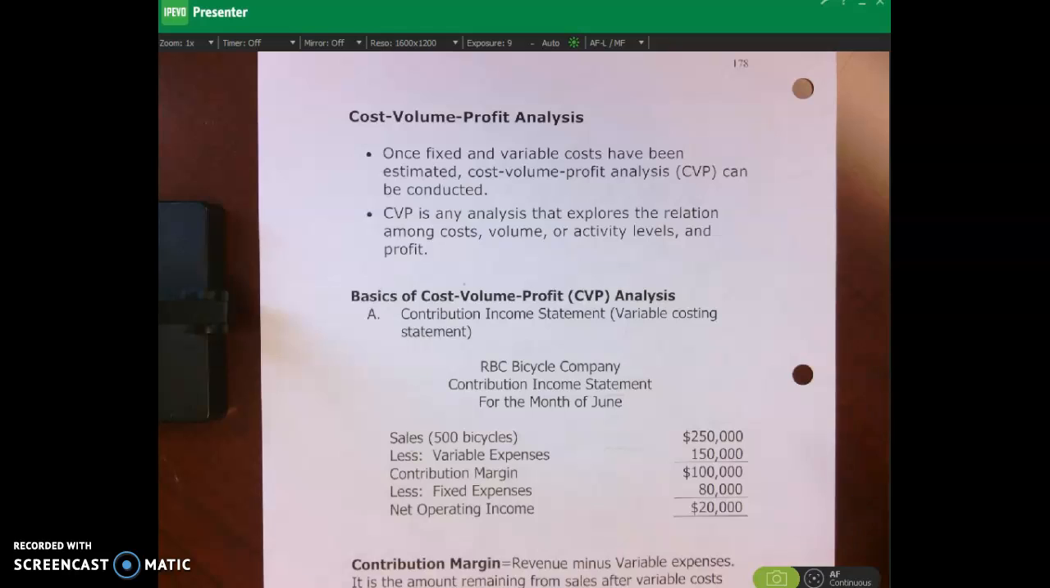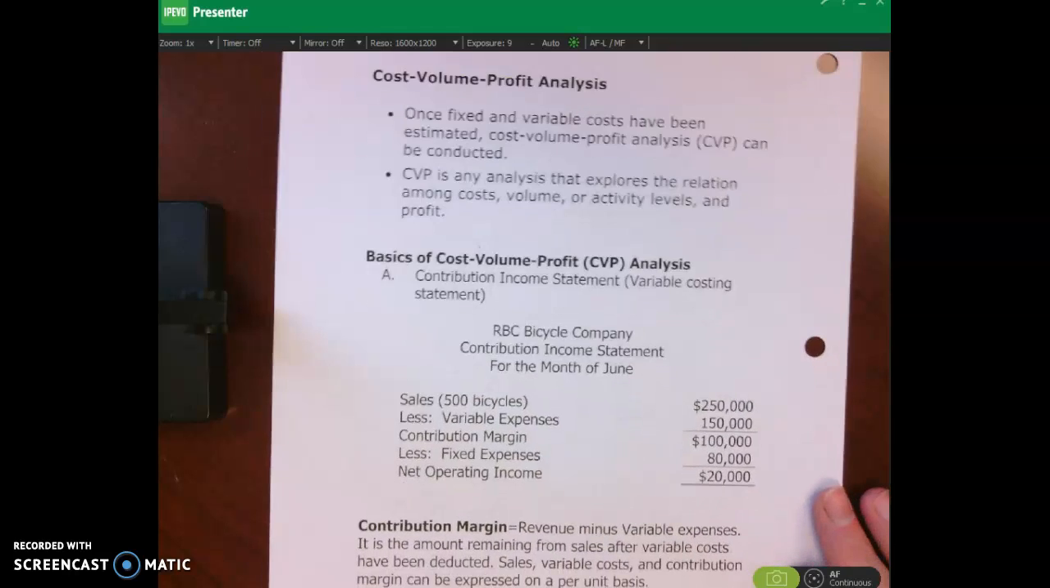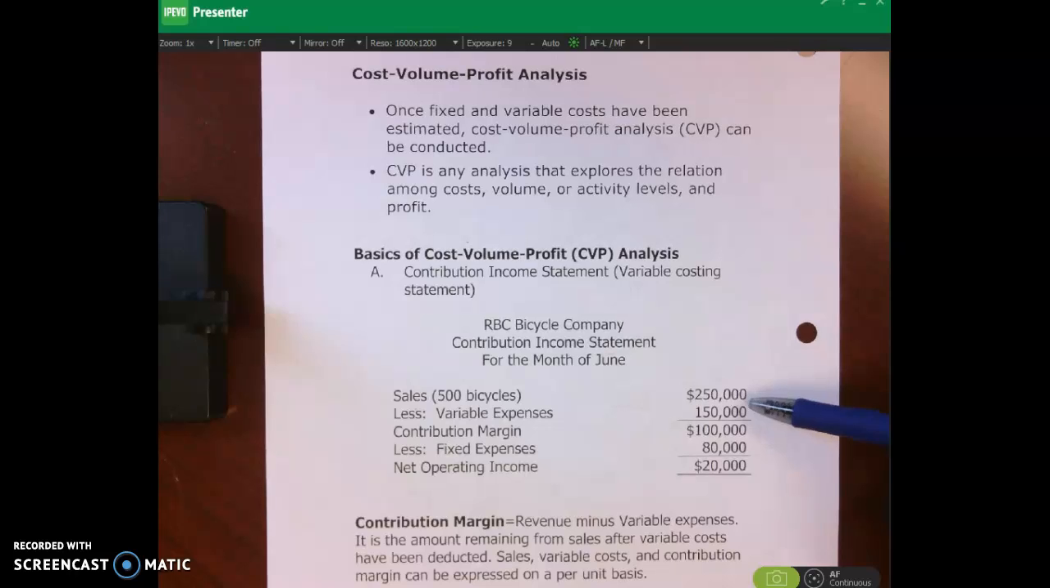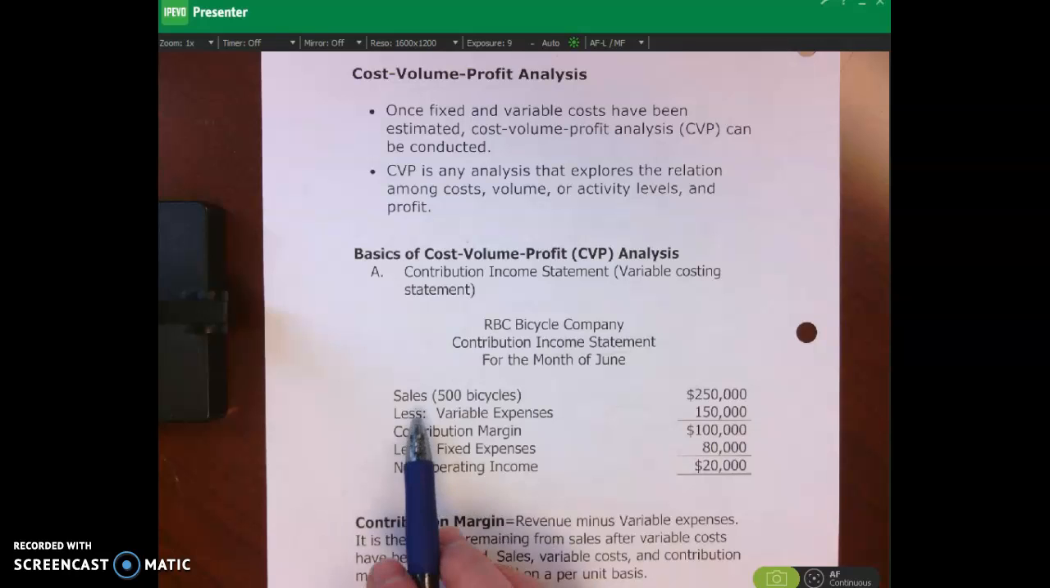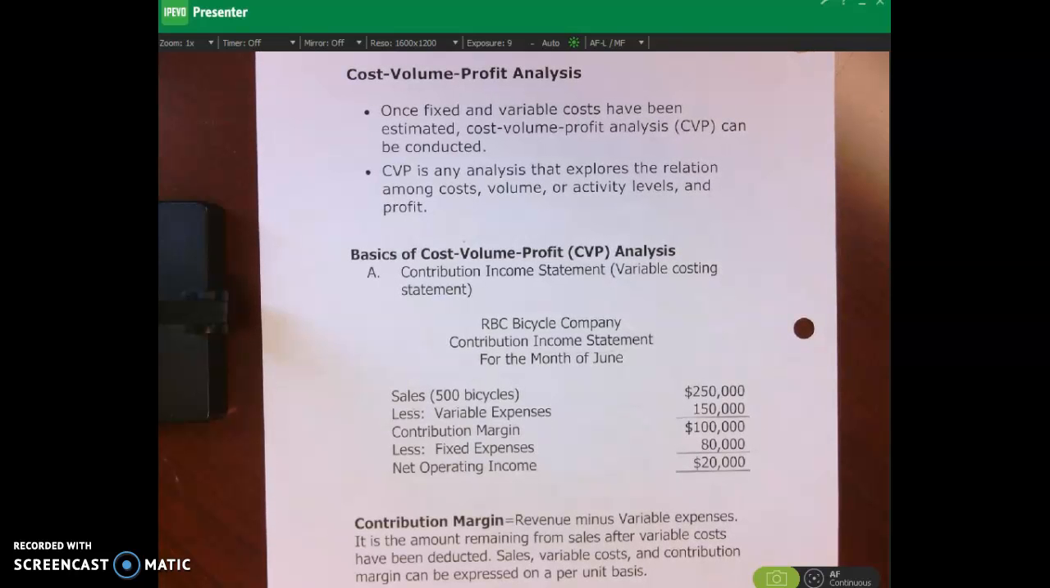One thing that helps us with conducting CVP is to put our income statement in a different format. Typically when we think about our income statement, we have our sales minus our cost of goods sold gives us our gross profit, less our operating expenses gives us our net operating income. That's what we use for external financial reporting. What we're talking about with CVP, though, is a different format, and we use our contribution income statement.